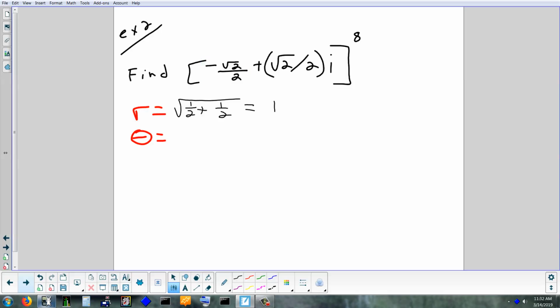And your angle, well, let's figure out the quadrant. Negative, positive. That's quadrant 2. Do I have to add 180 if I'm in quadrant 2? Yes, I do. So 180 plus inverse tangent. Now, you can type all that in, but look at y and look at x. If you divide y and x, what would you get?